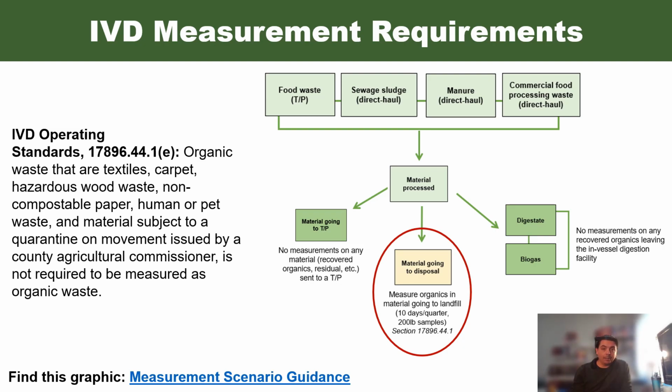And much like compost, it will only focus on the material that's sent for disposal. So any digestate, as long as it's going to any other activity that's not a landfill, it won't have to be measured. And much like compost, there's still a specific list of organics that won't have to be captured in those measurements, and you can find that in the section here.